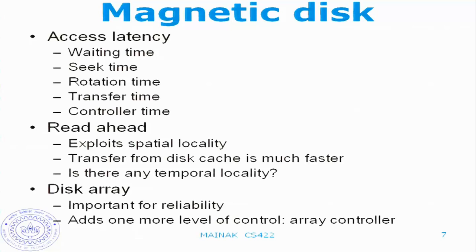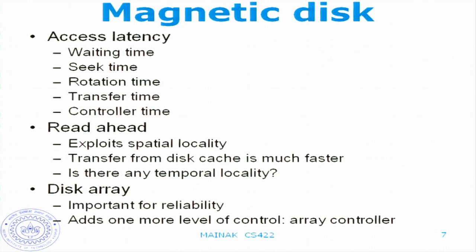One of the IO devices that you often use is the magnetic disk. The access latency for a disk is normally broken down into five components. The first one is the waiting time, where the request comes and waits in a queue. Then you have the seek time.